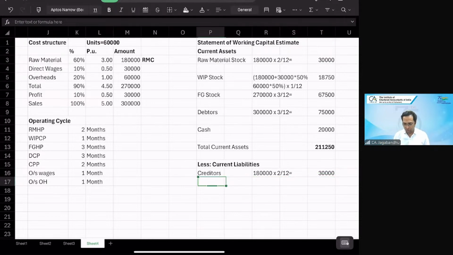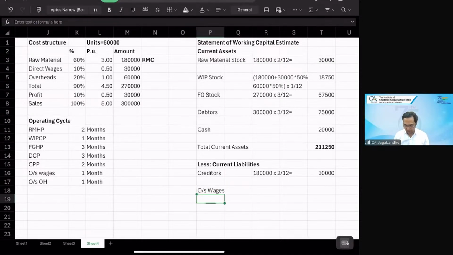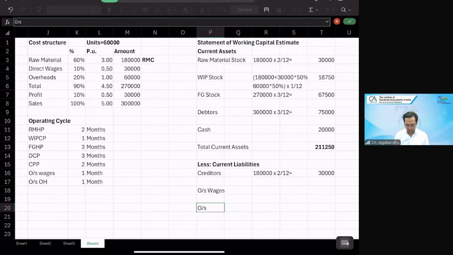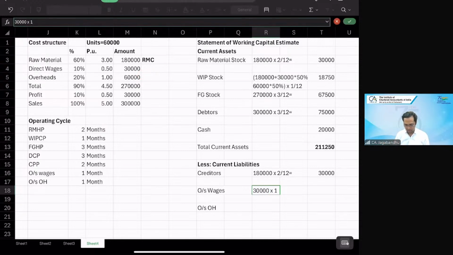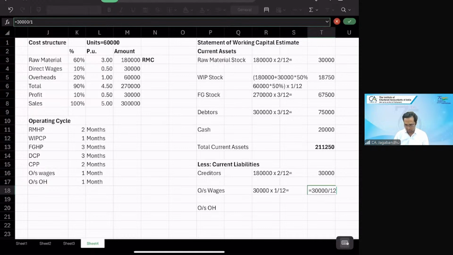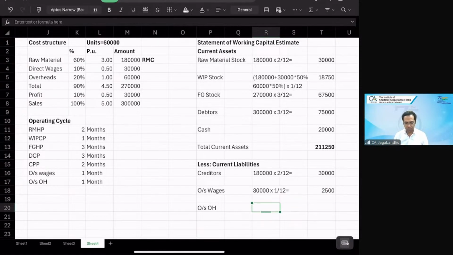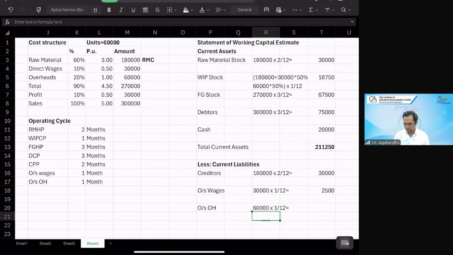Then we are also going to have some other current liabilities, which will be outstanding wages and outstanding overheads. Wages are 30,000. So this 30,000 multiplied by 1 by 12, because wages are outstanding for a month. So for 1 month, we have an outstanding figure. This is simply 30,000 divided by 12, which is 2,500. Overheads are 60,000. 60,000 into 1 by 12, which is 5,000.